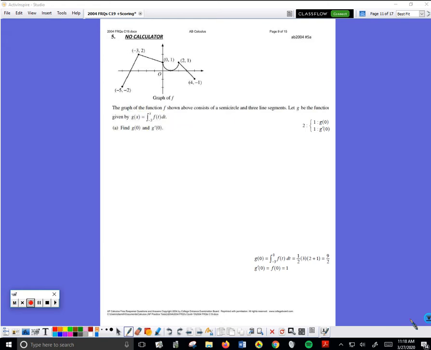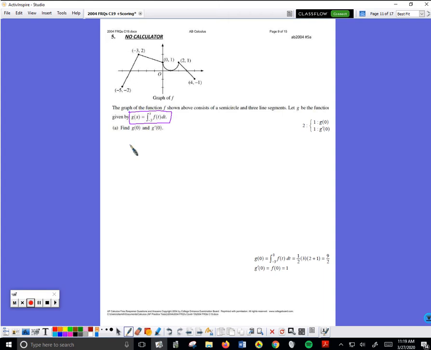Okay, so new FRQ. Read slow and careful. The graph of f, this is f, is shown above. It consists of a semicircle and three line segments. Read slow. Let G be this formula. So no need to worry, G is just a formula.